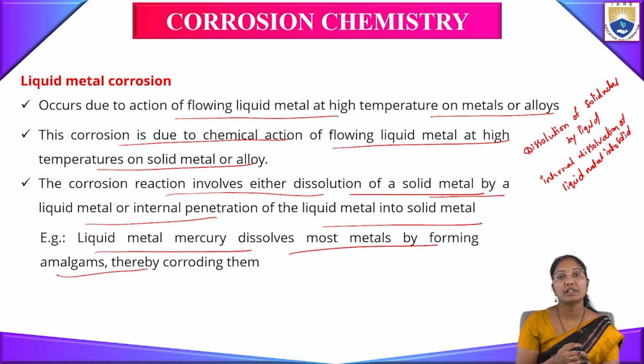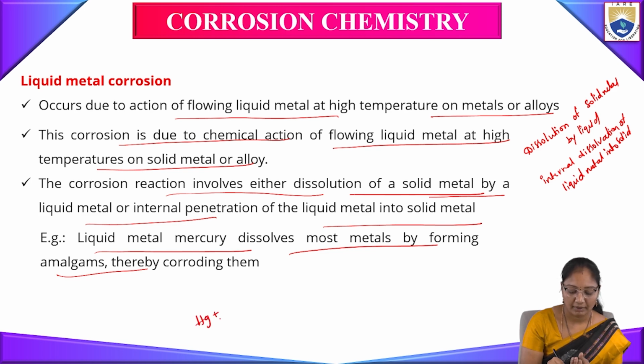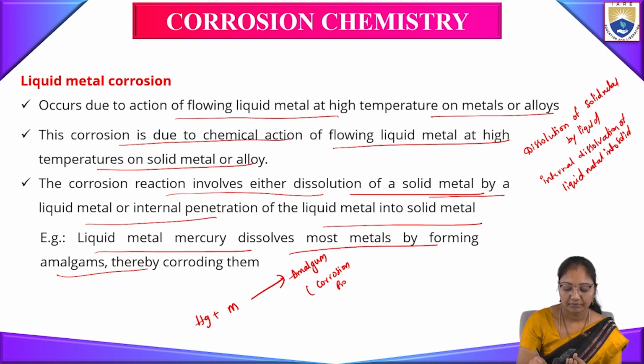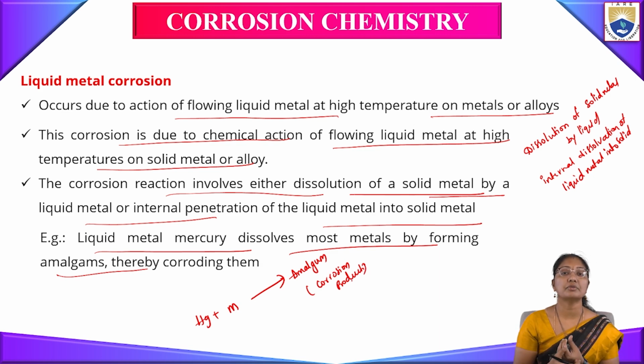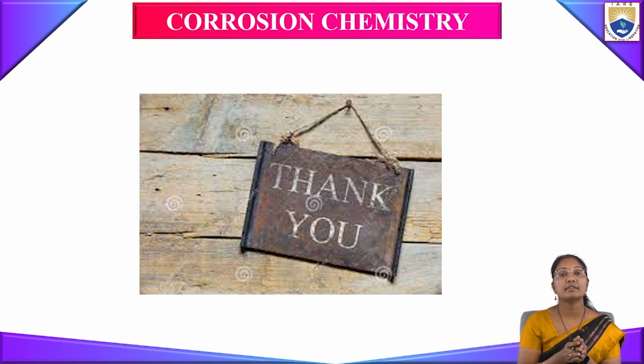So when mercury reacts with metals, it results in the formation of amalgam compounds. Mercury plus metal gives rise to amalgam, a corrosion product, because it forms amalgams by corroding these metals. So this is about the chemical reactions taking place in corrosion and the types of corrosion: the different types of corrosion by atmospheric gases or oxygen, and liquid metal corrosion.